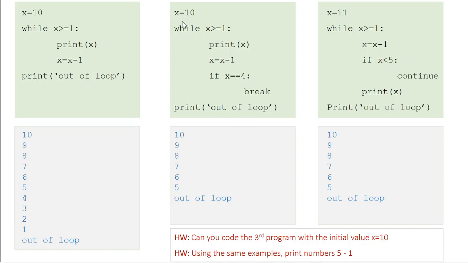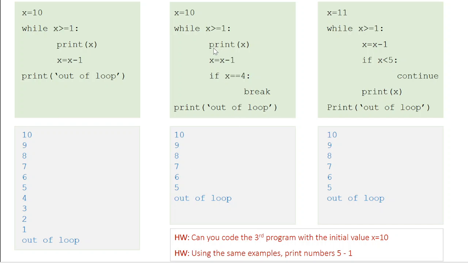Now what happens? Originally the value of x equal to 10, so 10 will be printed, its value is decremented, now x equal to 9, it will check whether 9 equal to 4, this is not true, so break is not activated. It will go to the next iteration, 9 will be printed, 8, 7, 6, 5.